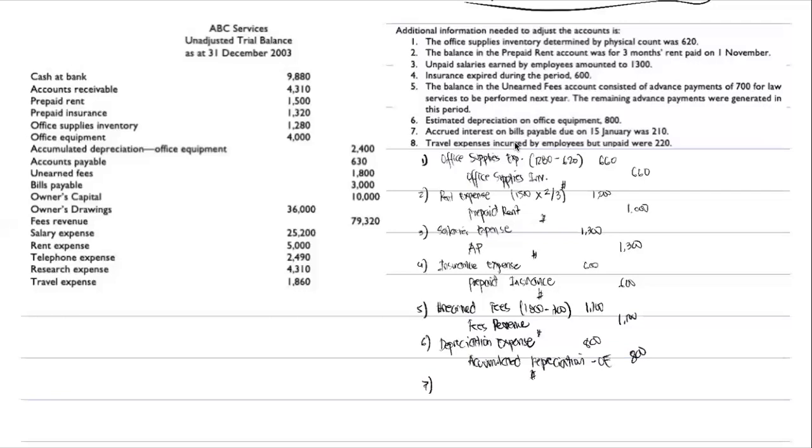Number 7, accrued interest on bills payable due on January 15 was 210. So we will record an interest on the bills payable, which is debit, interest expense, credit, interest payable. Instead of using interest payable, can we just use accounts payable instead? So that at least mas madali natin siyang mai-total mamaya. So accounts payable amounting to 210.